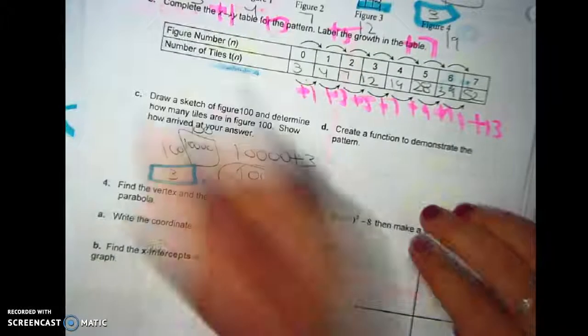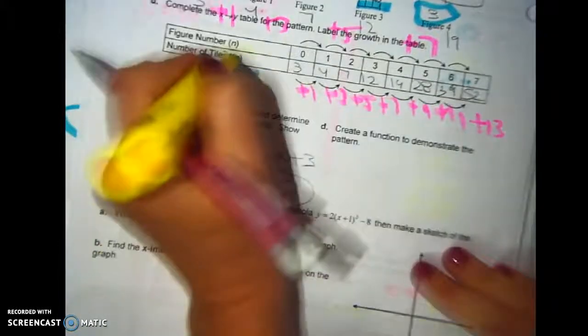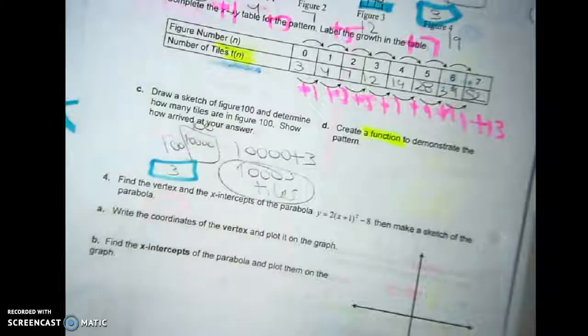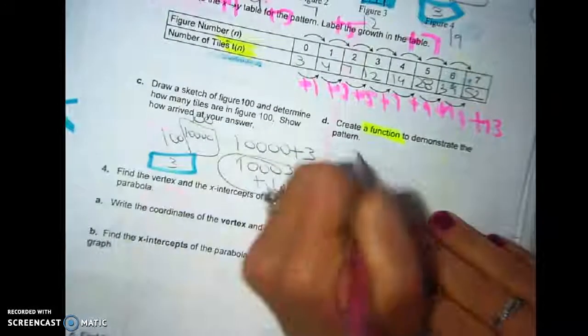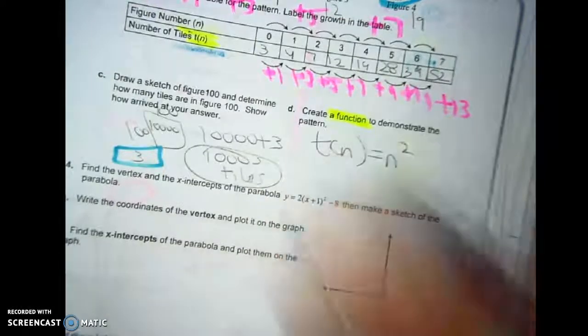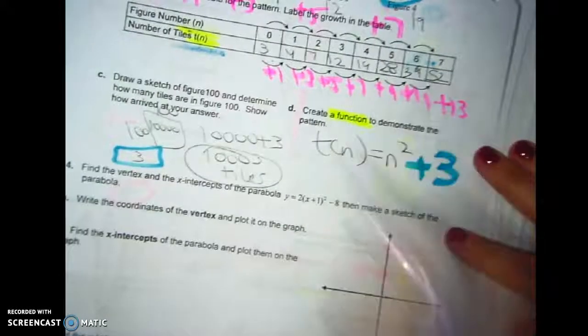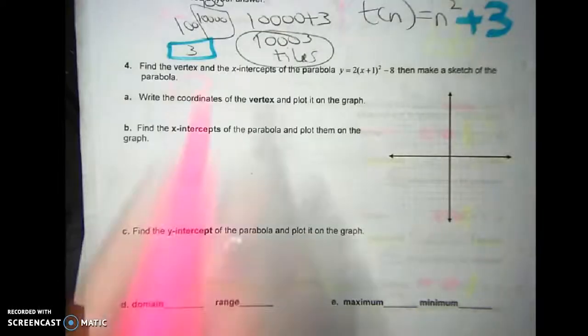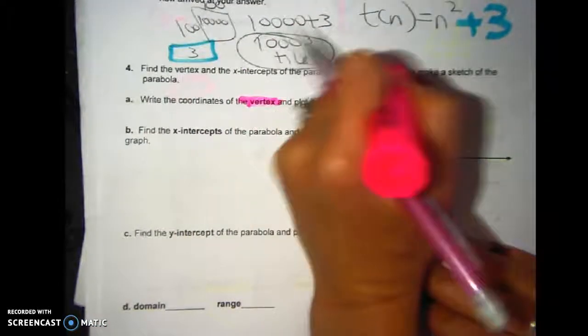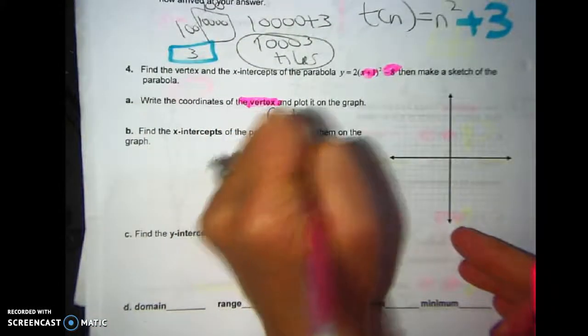Create a function. T of n. Doing it in yellow. A lot of people lost points because they put y equals. I'm picky. T of n equals n squared plus your start. All right, first thing it wants is the vertex. Please don't get that wrong.